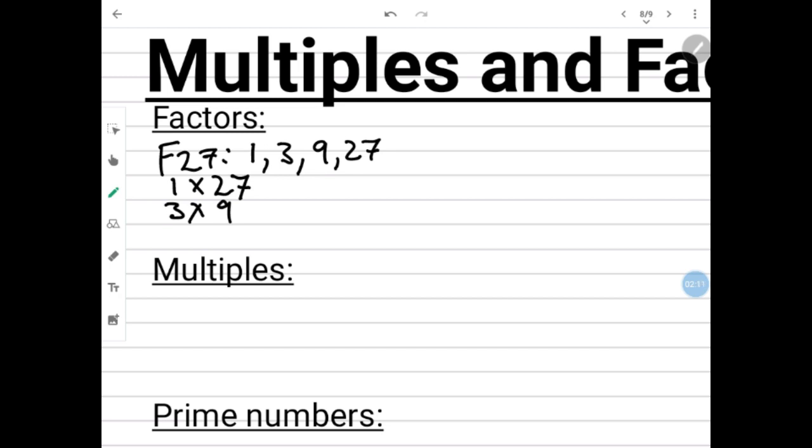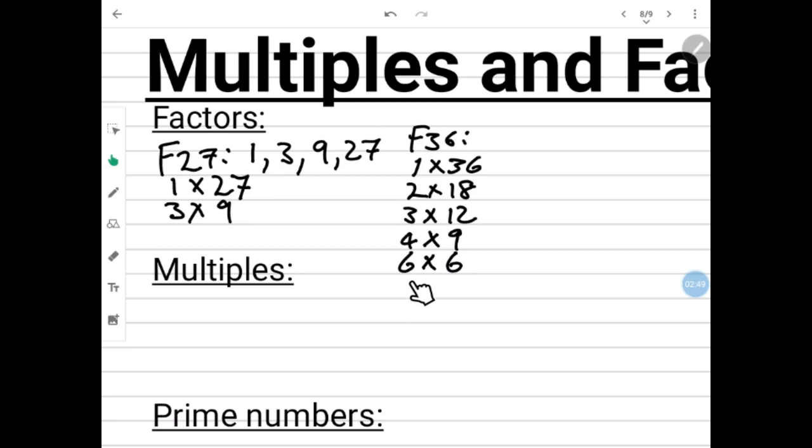We can do the same for, let's say, for example, the factors of 36. Let's write it here, factors of 36. Right, we do the same thing. 1 times 36 is 36. 2 times 18, 3 times 12, 4 times 9. Can 5 go into 36? No, it can't. So we go on to 6 times 6 is 36. Alright, so these are all the factors of 36.